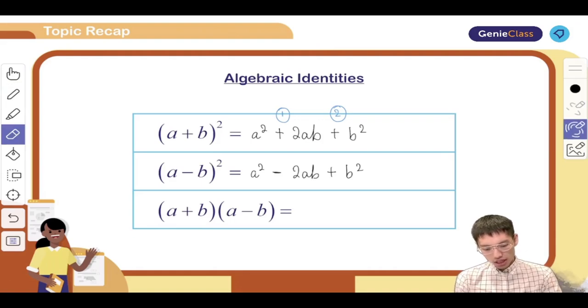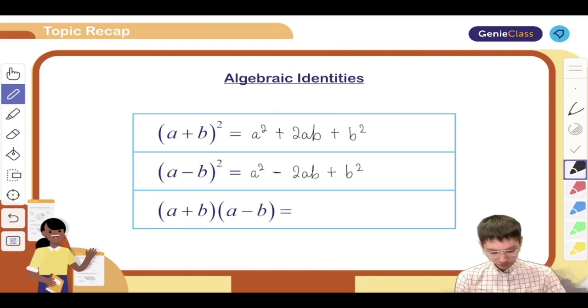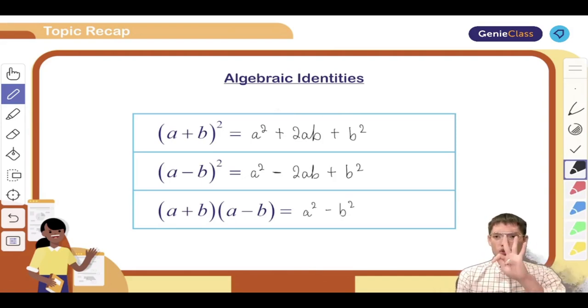Now lastly, what happens? A plus b, a minus b. This expression is going to be giving me a squared minus b squared. So these three particular identities, you will be seeing it a lot in the long run. So do really take note.